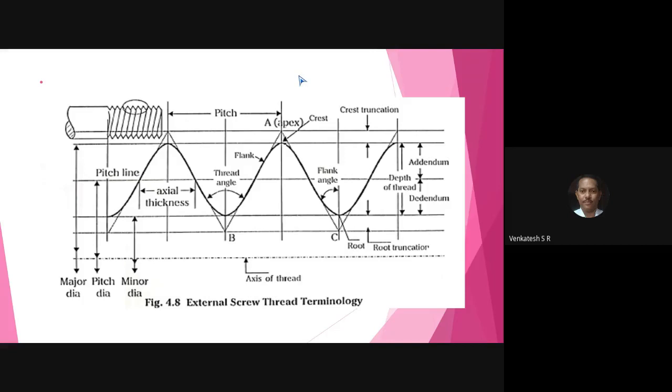For this question, you have to write a minimum of 5 elements, starting from pitch, major diameter, minor diameter, addendum, dedendum, flank angle, crest, and the other elements. If you write this much, you will get full marks.